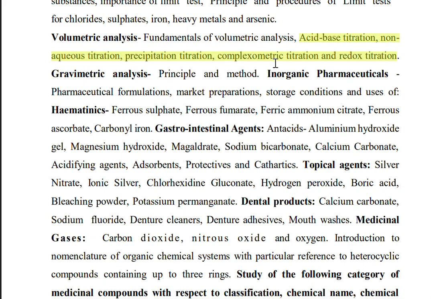So in chemistry, there is a subsection known as inorganic pharmaceuticals. In inorganic pharmaceuticals, there are several categories: pharmaceutical formulation, marketed preparation, storage condition, and uses, such as hematinics. In hematinics, we have to focus on particular drugs: ferrous sulfate, ferrous fumarate, ferric ammonium citrate, ferrous ascorbate, and carbonate. For these, we have to read the uses and description. What is the mechanism of action? We have to focus on that. This is for the hematinics topic.